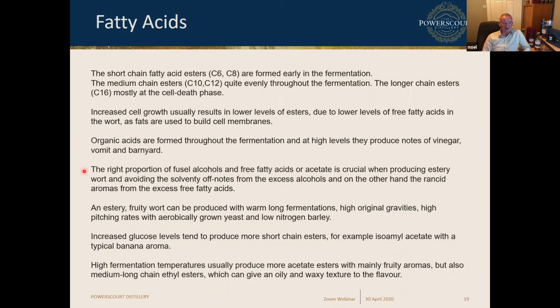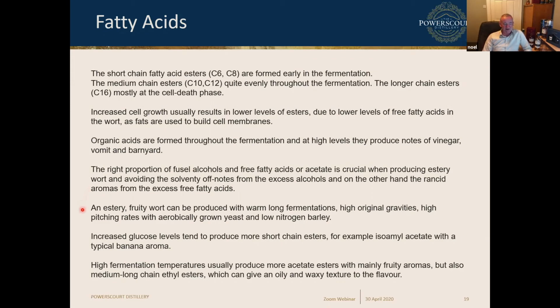So again, we have to be careful how these are formed, and monitor and take appropriate action on fermentations. The right proportion of fusel oils and free fatty acids or acetate is crucial when producing estery wort, and that's in relation to the clear wort and cloudy wort we talked about in mashing. Clear wort would have more of the sweeter notes that we would prefer in our whiskey, avoiding those solventy notes from excess alcohol and rancid aromas from excess free fatty acids, which is another style of fatty acid.